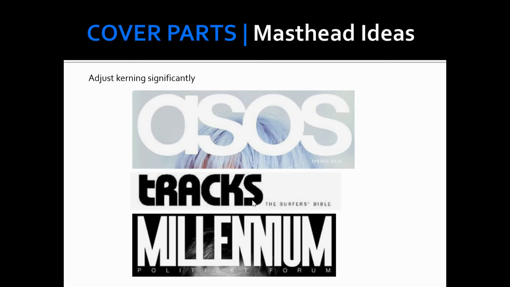It's a really interesting psychological effect: your brain is seeking out a pattern. You can adjust the kerning significantly by pulling the text closer together, modifying the way the spacing was originally set up. You can also add in additional letters. Notice here with Millennium, all they did was add a little box to connect some of the letters. So that's adjusting the kerning, but also throwing in a little bit of a shape.